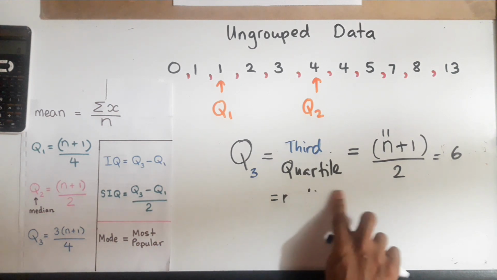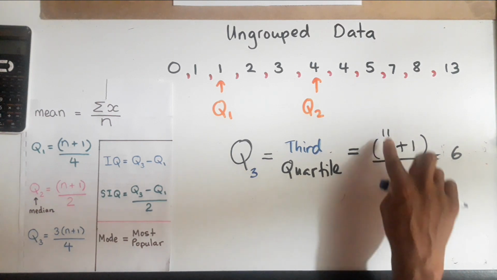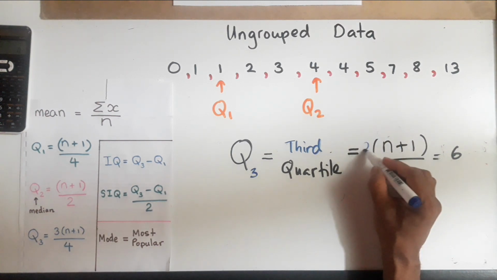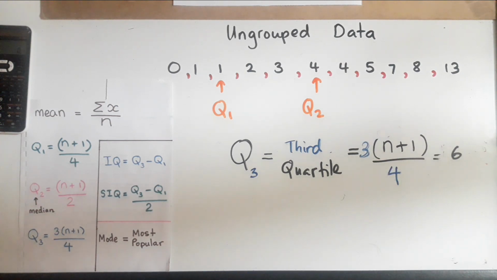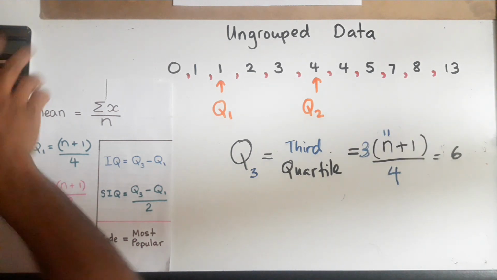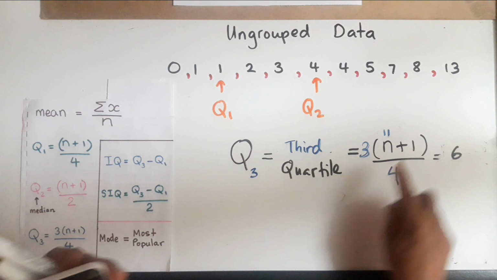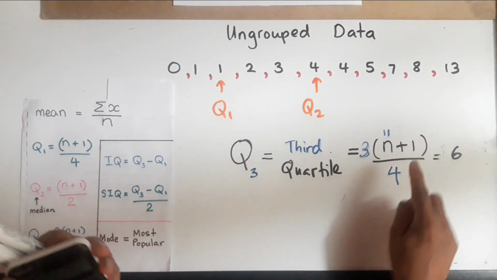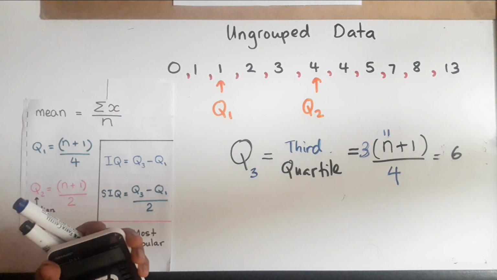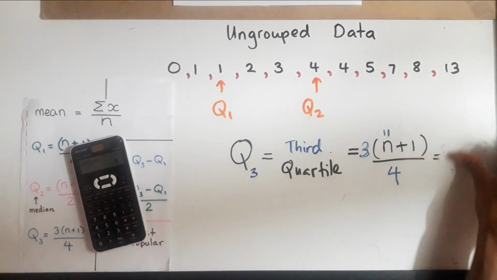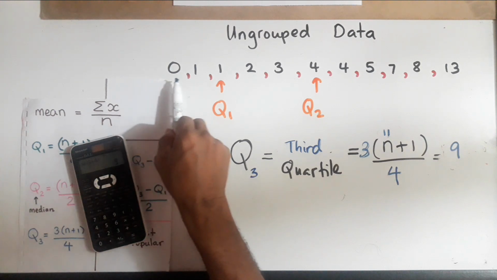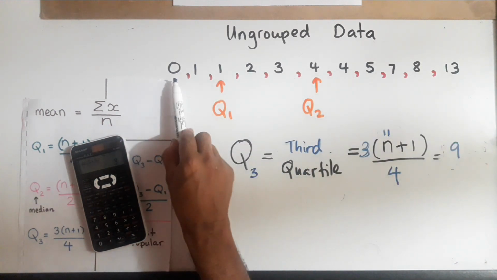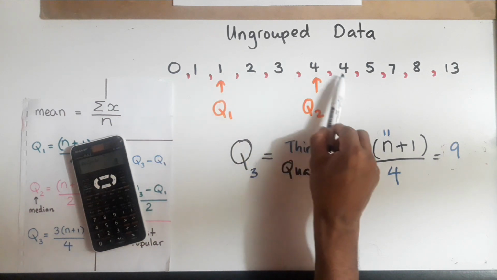So third quartile is Q3. Its formula has a 3 outside here instead, so it's 3 times n plus 1, divided by 4. Remember, n is 11. So I'm going to work out the brackets first. 11 plus 1 is 12. I'm going to take the 12, multiply it by 3, and then divide it by 4. And we're going to get 9. Once again, 9 is not Q3. The 9th number is Q3, provided that you already arranged the numbers from smallest to largest. 1, 2, 3, 4, 5, 6, 7, 8, 9.